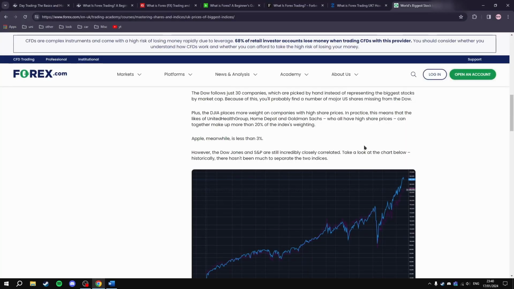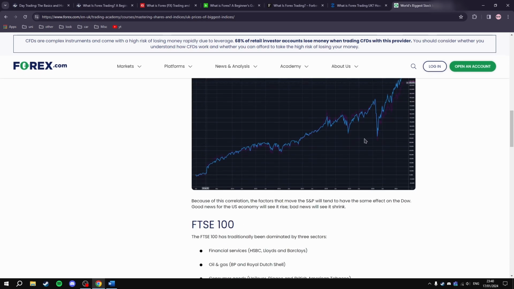However, the Dow Jones and the S&P are incredibly closely related. Take a look at the chart below. Historically, there hasn't been much to separate the two indices.